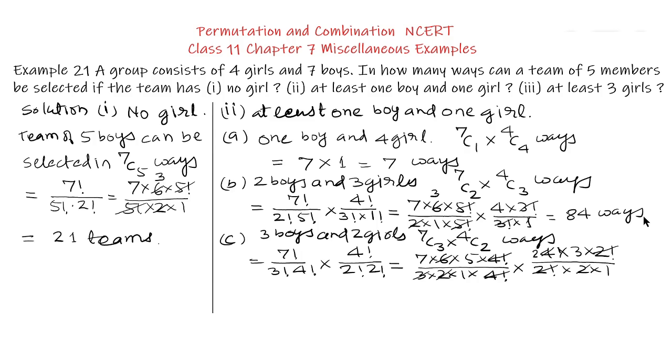So this is equal to 7 times 5 is 35, multiplied by 3 times 2 is 6. 35 times 6 is 210. So the team of 3 boys and 2 girls can be made in 210 ways.